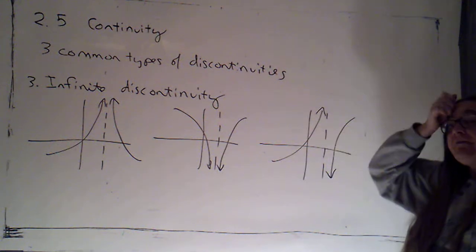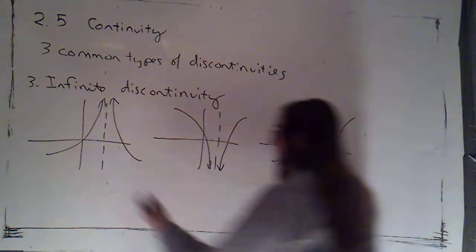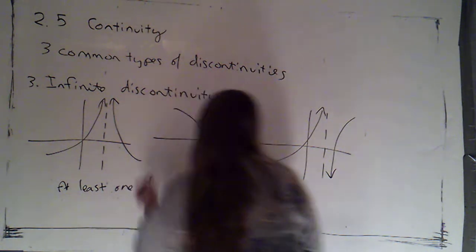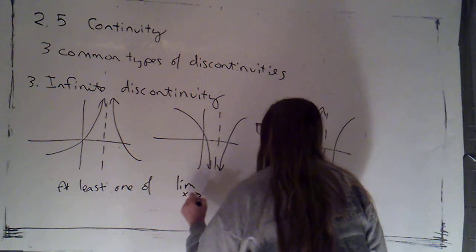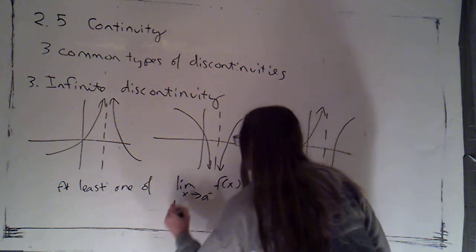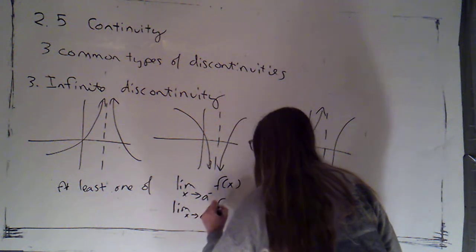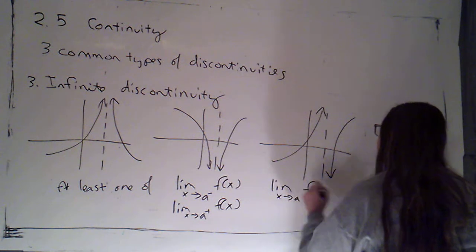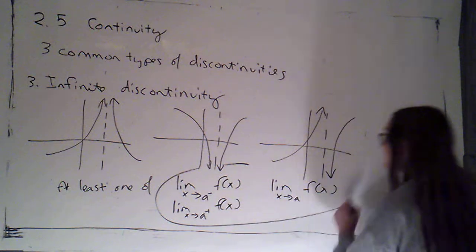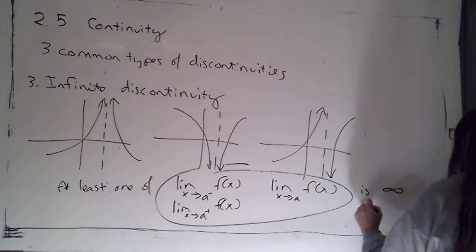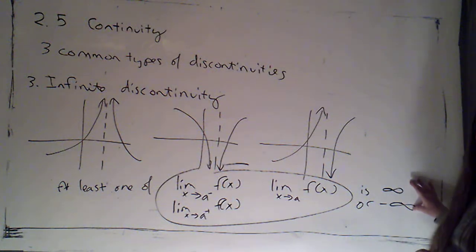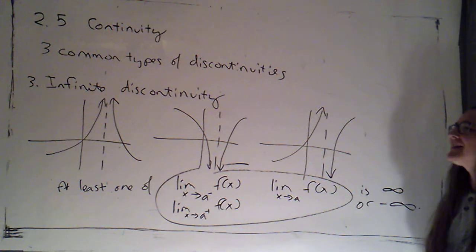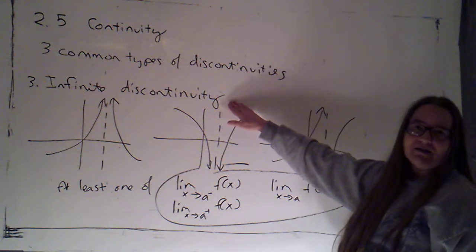Okay. If I have an infinite discontinuity, then I have at least one of the limit as x approaches a from the left of f of x, or the limit as x approaches a from the right of f of x, or the two-sided limit as x approaches a of f of x. At least one of these three limits is either infinity or negative infinity. In other words, I have a vertical asymptote. That's what it means to have a vertical asymptote, and we say that's an infinite discontinuity.